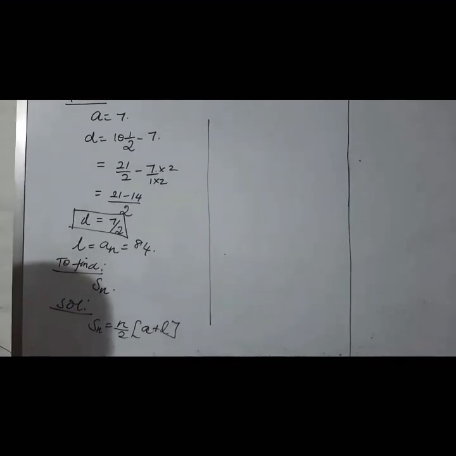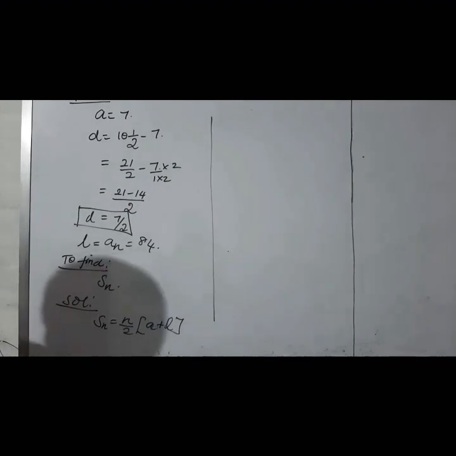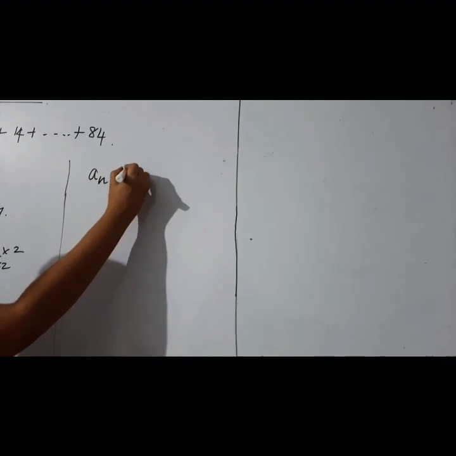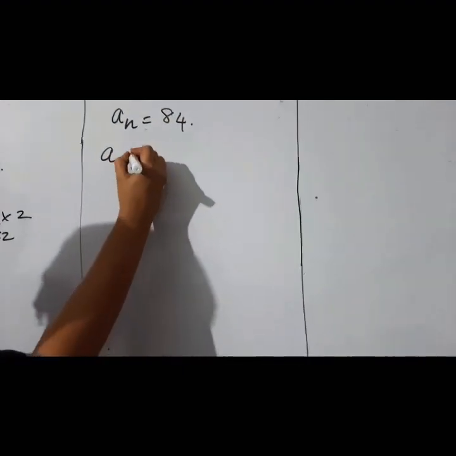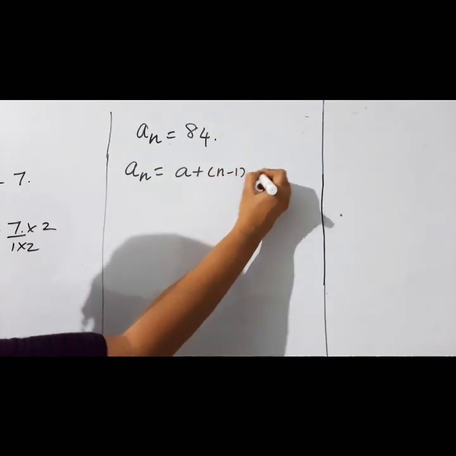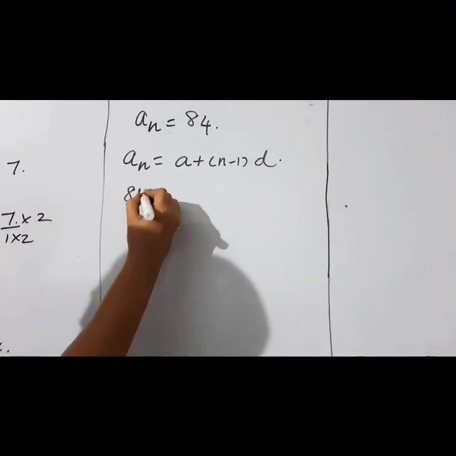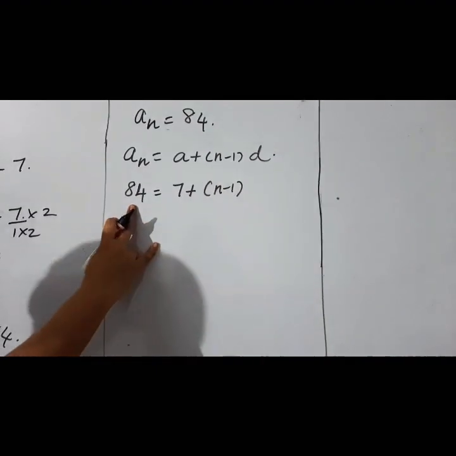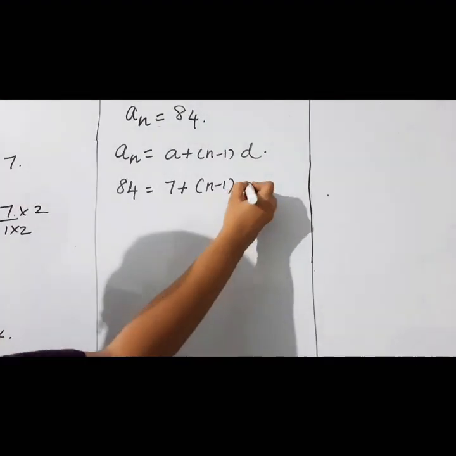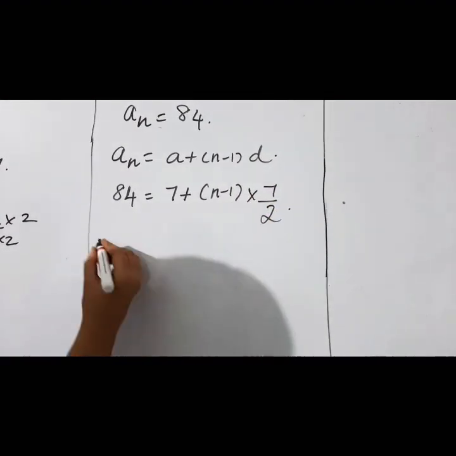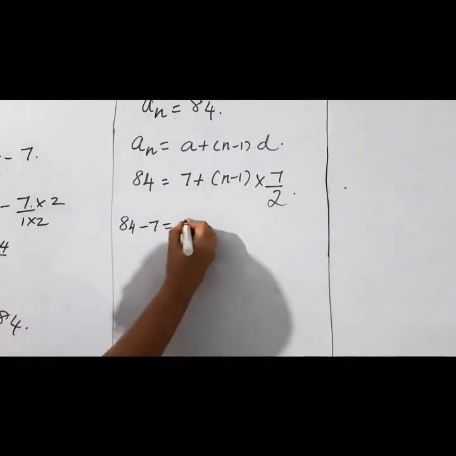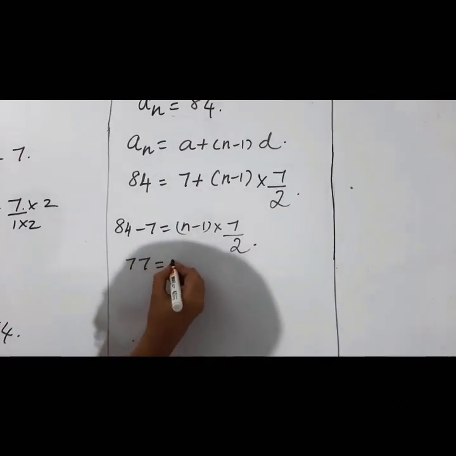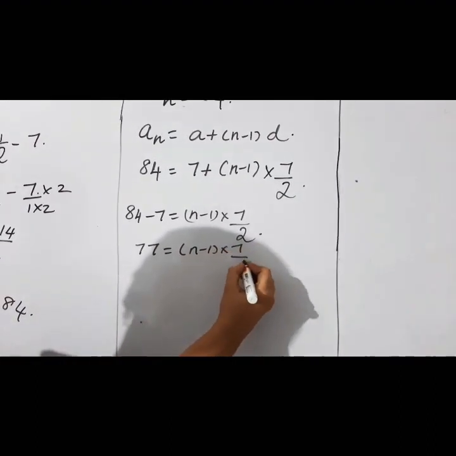We did not know the value of n for this finite AP. So how are we going to find out the value of n? Here an is 84, and you know the formula for an is a plus (n minus 1) into d. an is 84, a is 7, and n we did not know. We need to find out the position of this value 84, and d here is 7 by 2. 84 minus 7 is equal to (n minus 1) into 7 by 2. 77 is equal to (n minus 1) into 7 by 2.